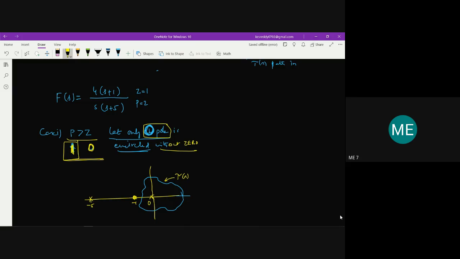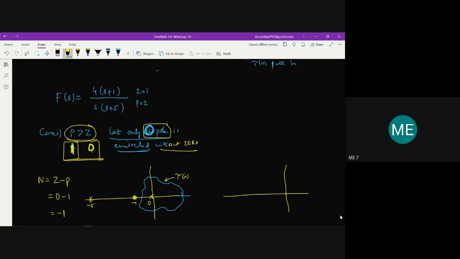When only one pole is encircled, this relation tells us how many poles and how many zeros are encircled. There is only one pole encircled and no zero, so p is greater than z. In this case, if I find the f plane, as I told, n is equal to z minus p. Z is 0 and p is 1, so 0 minus 1 will become -1.